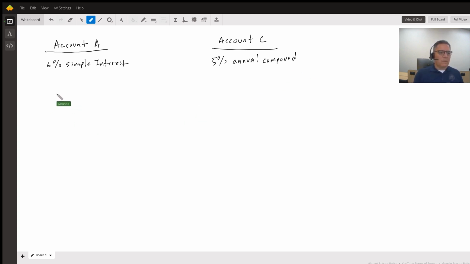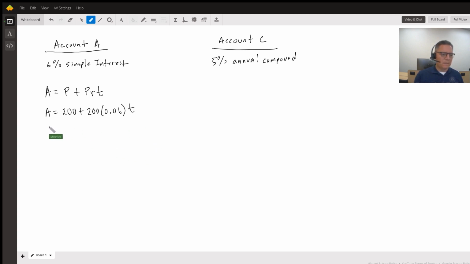So the simple interest formula for account A will be the initial investment P plus the interest that you earn, which is the simple interest P times the rate times T in years. So if we substitute our values, we were told that our initial investment was 200. And so this is 200 plus 200 times the interest as a decimal, 0.06. And we'll leave it T for time in years.